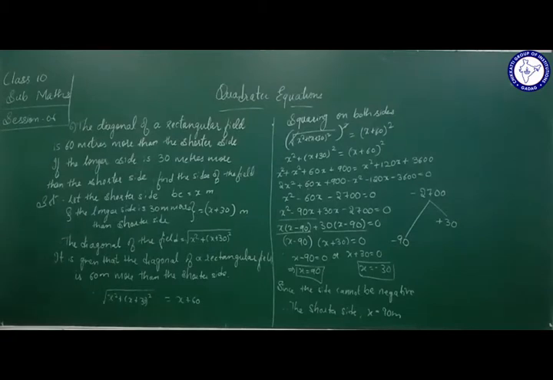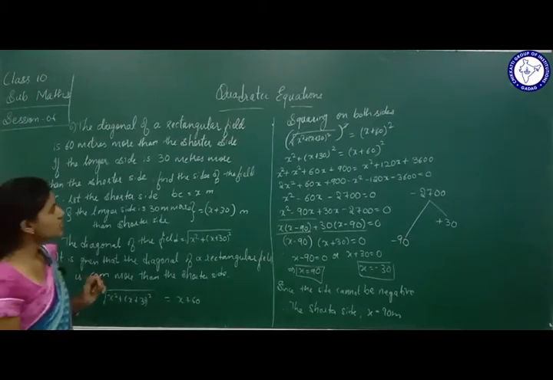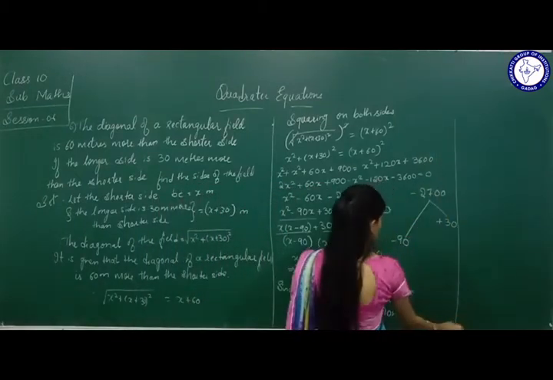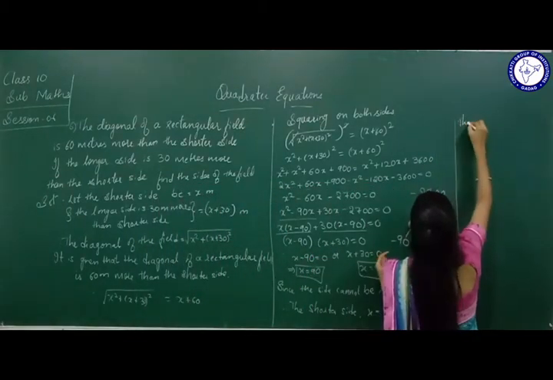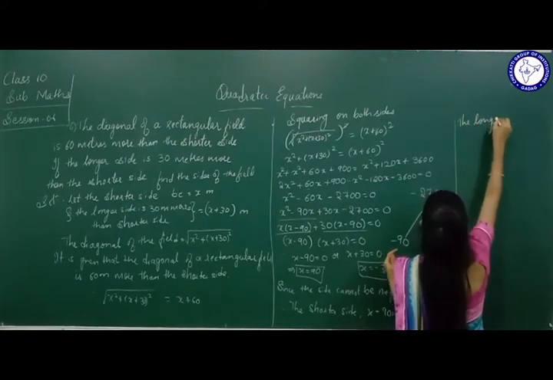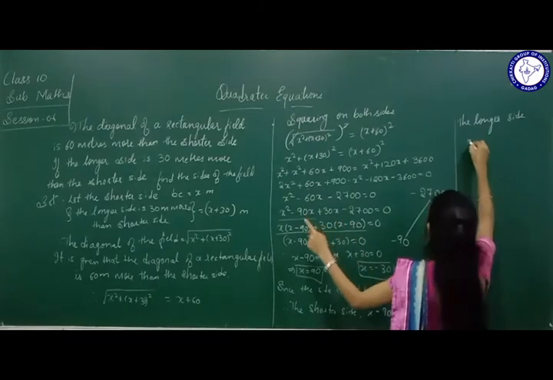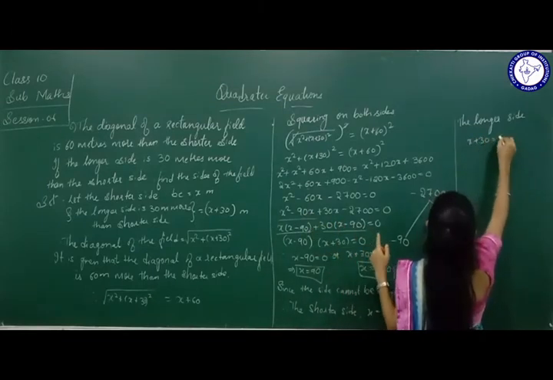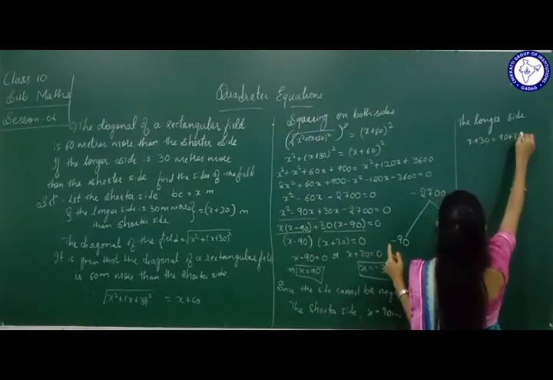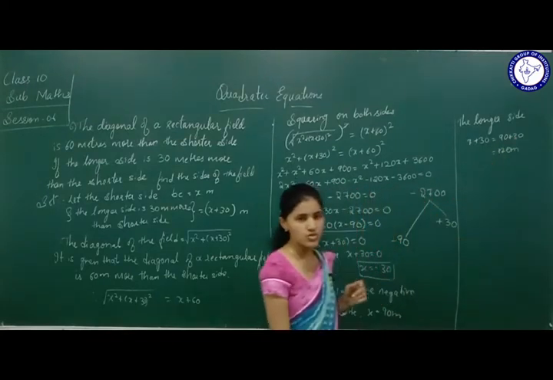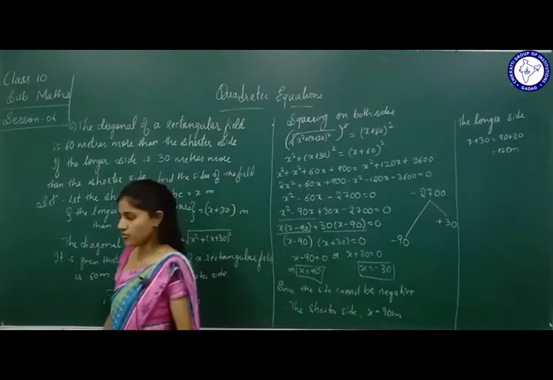Okay. Now what do we have? The longer side of the rectangular field. How are we going to do it? The longer side is how much? It is x plus 30, nothing but 90 plus 30, which is equal to 120 meters. So students, I hope you all have followed this problem.